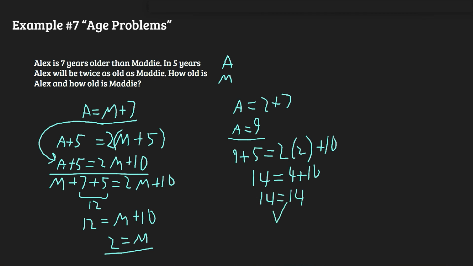And then just to prove to you that this does actually work, let's think about it. So Alex's age is equal to 9, Maddie's is equal to 2. So in 5 years, Alex is going to be 14. And then in 5 years, Maddie is going to be 7, right? 9 plus 5 is equal to 14. 2 plus 5 is equal to 7. So from that, we can kind of just see, right? Alex's age is twice that of Maddie's. Maddie's age times 2 is 14.